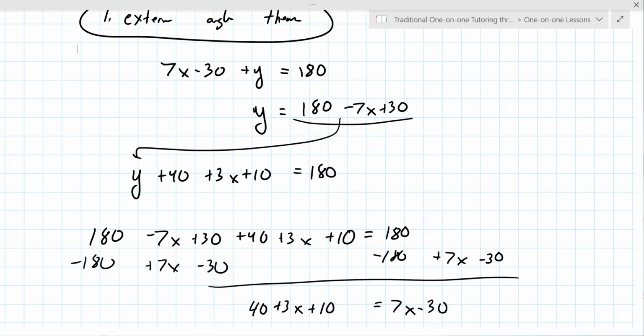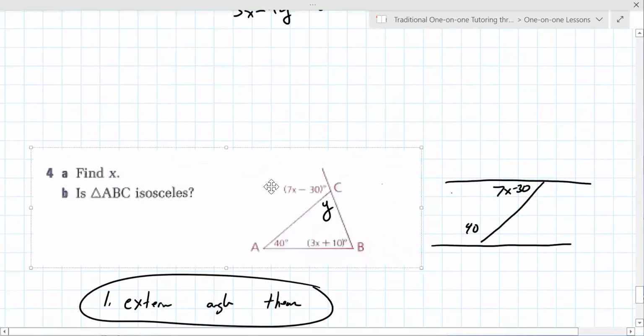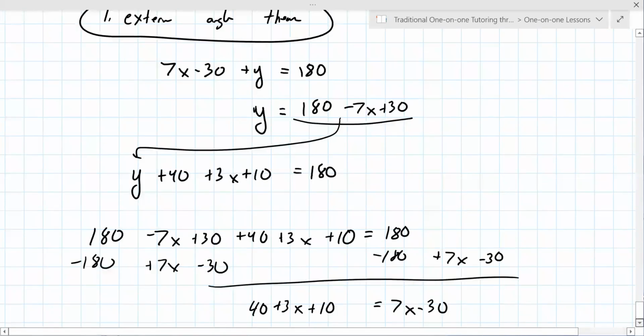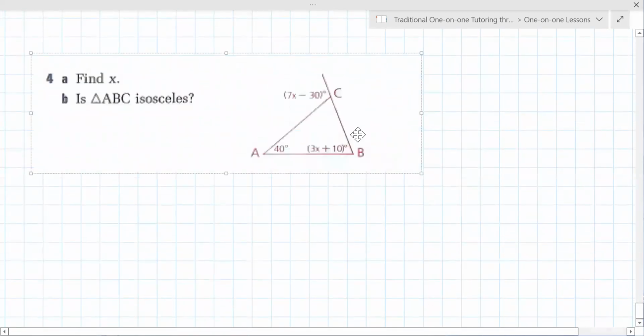X equals 20. Okay. So if we go back to our drawing here, I'm just going to grab it and move it down. So if x is 20, that means that this up top here is 7 times 20, 140 minus 30, that's 110 degrees. And then this one down here, 3x plus 10, 3 times 20 plus 10, is 70 degrees. So then this is also 70 degrees because the two angles have to add up to 180.